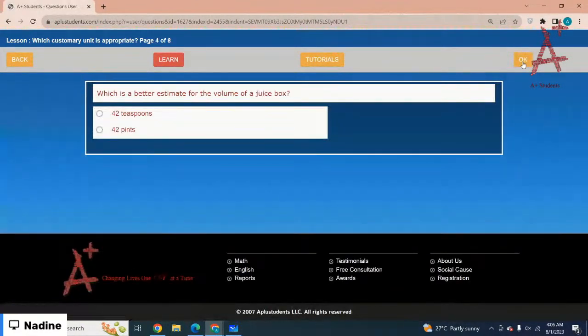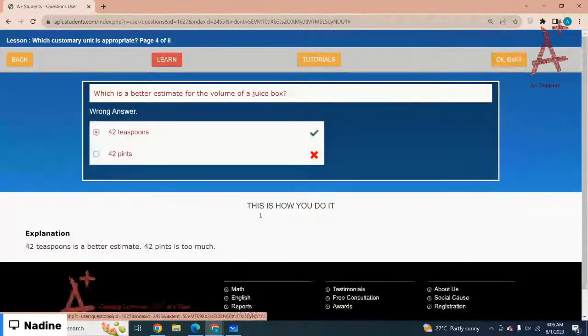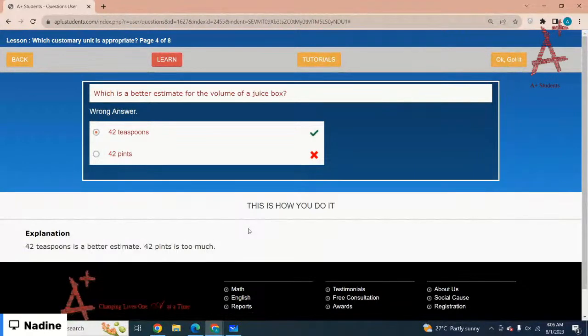Which is the better estimate for the volume of a juice box? 42 teaspoons or 42 pints? Which is the correct option? The correct option is 42 teaspoons, because 42 pints is much too big for a juice box. 42 teaspoons is the better estimate, because 42 pints is too much.